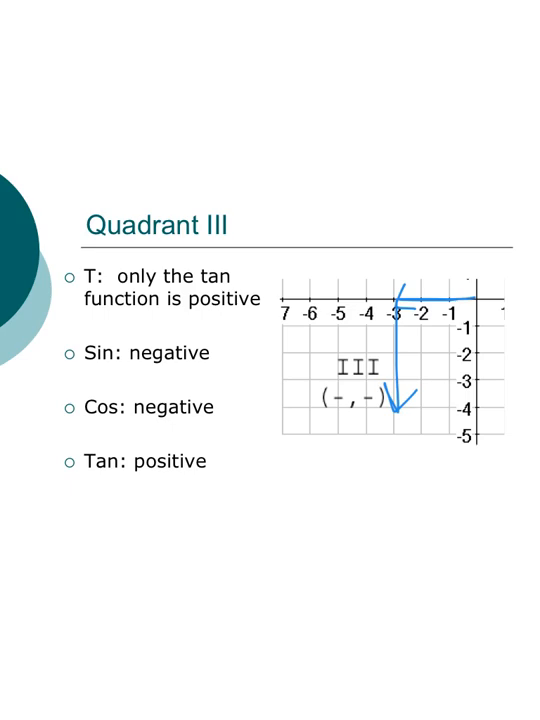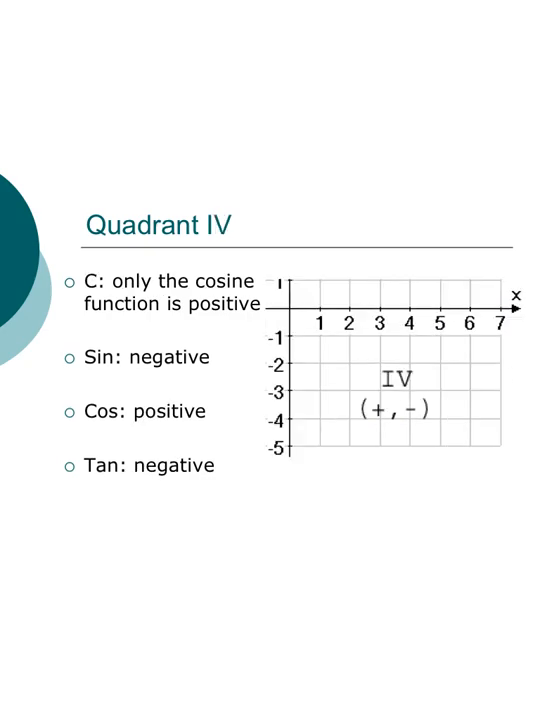Your tangent, though, is a ratio of two negative sides, making it positive, which is why in the third quadrant, the tangent is the only positive function. And last but not least, for our fourth quadrant, only the cosine is going to be positive.